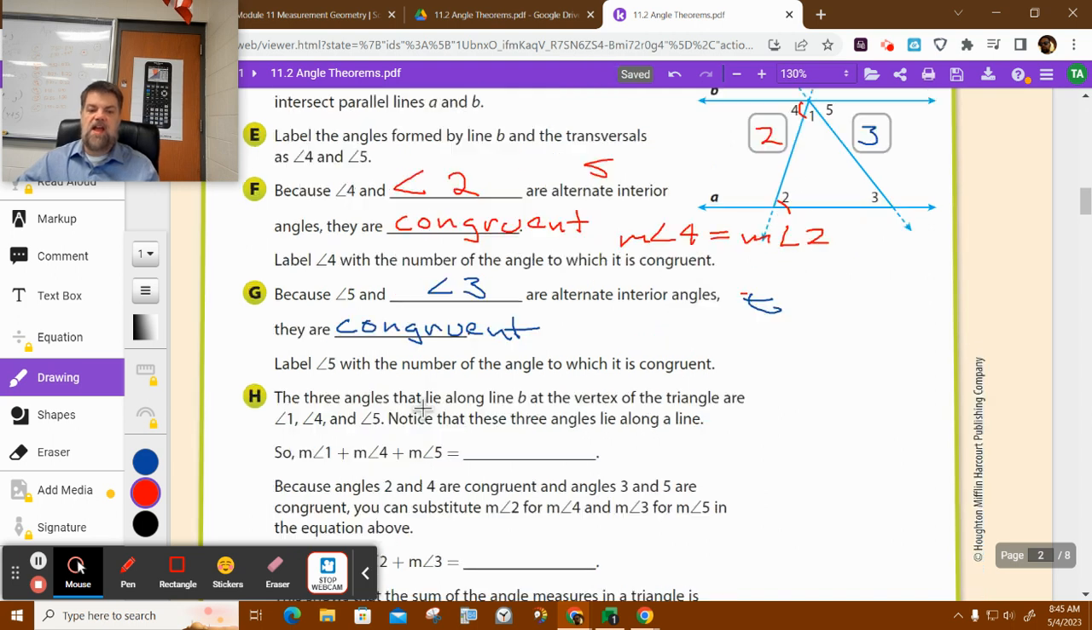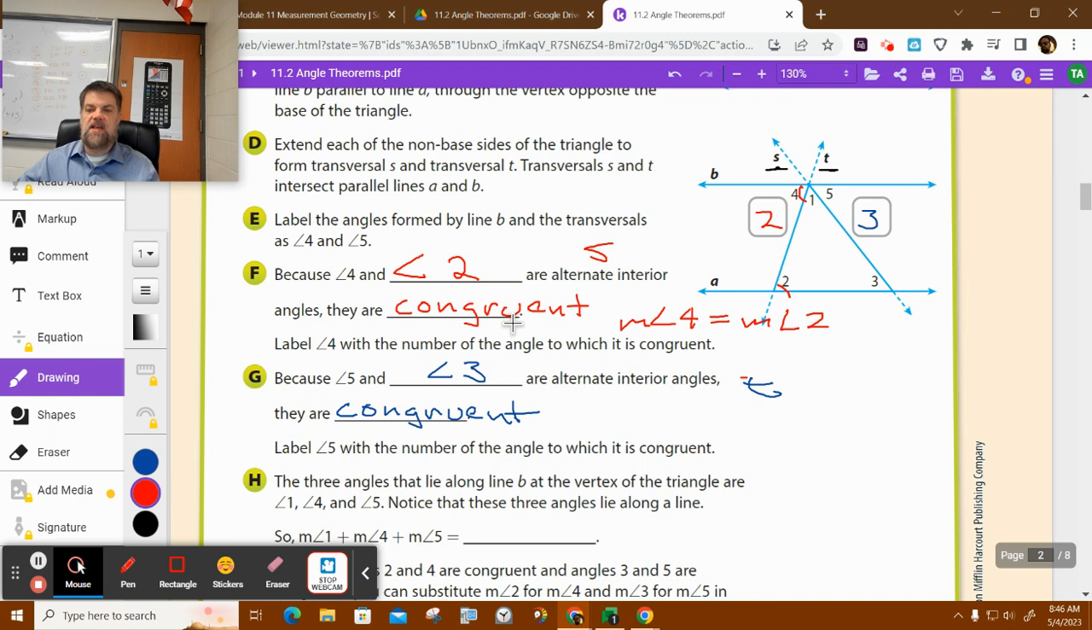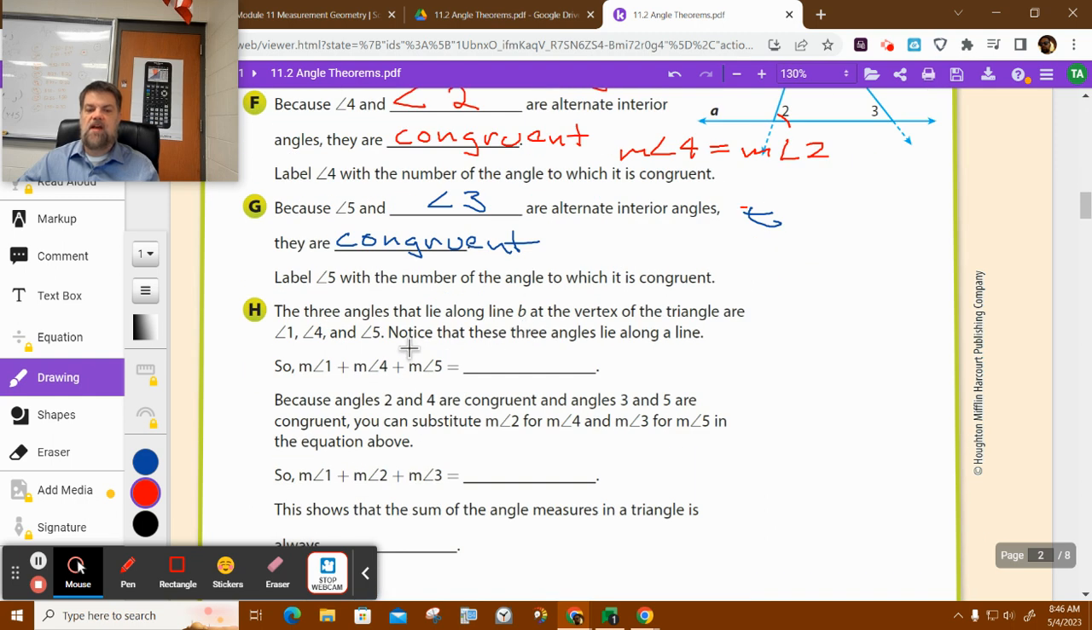Okay? And then it says the 3 angles that lie along line B, 4, 5, and 1, notice that these 3 angles lie along a line. So what do we know about the measure of angle 1 and the measure of angle 4 and the measure of angle 5? They add up to 180. Okay? And then it says because angles 2 and 4 are congruent and angles 3 and 5 are congruent, you can substitute angle 2 for 4 and 3 for 5.